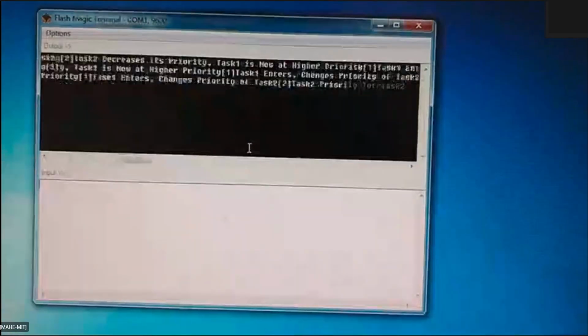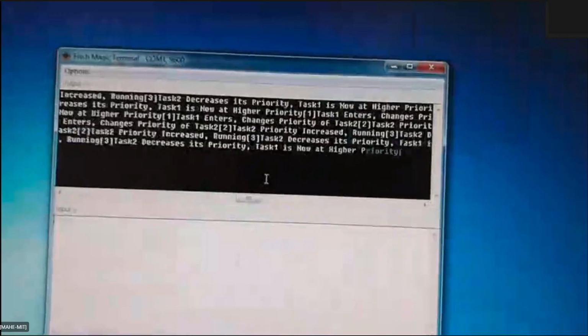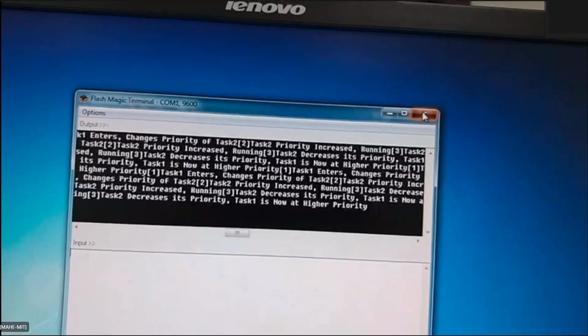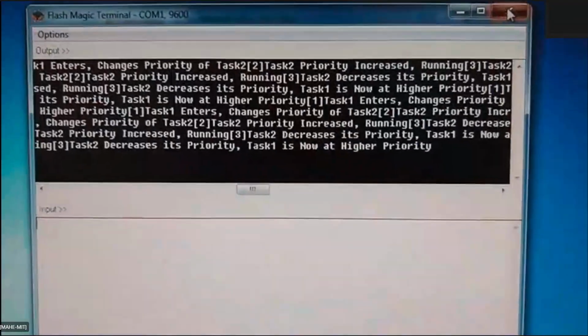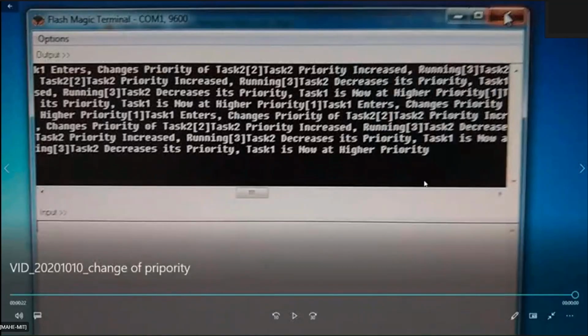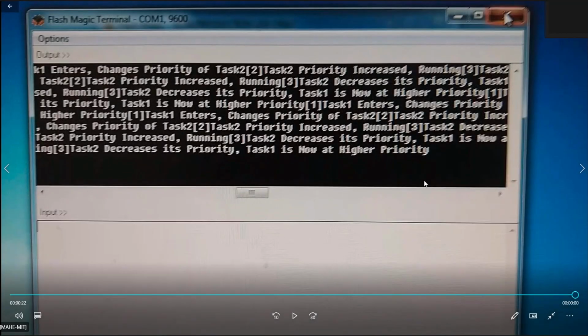So our hardware is LPC1768. I mean, it is running very fast because you can just see that it is showing the priority change, and yeah. Can you see the message which is displayed? Yes, ma'am. Yes, ma'am. Yeah.